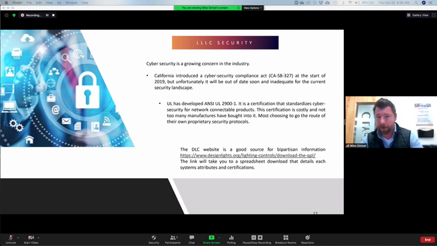I put a link there at the bottom. The DLC website is a great source of information. The spreadsheet is amazing, what they actually tell you for each type of system. Is it secure? What paperwork does it have to back up its certifications? So just as much as the frequencies and topologies of LLCs, security is just as paramount.